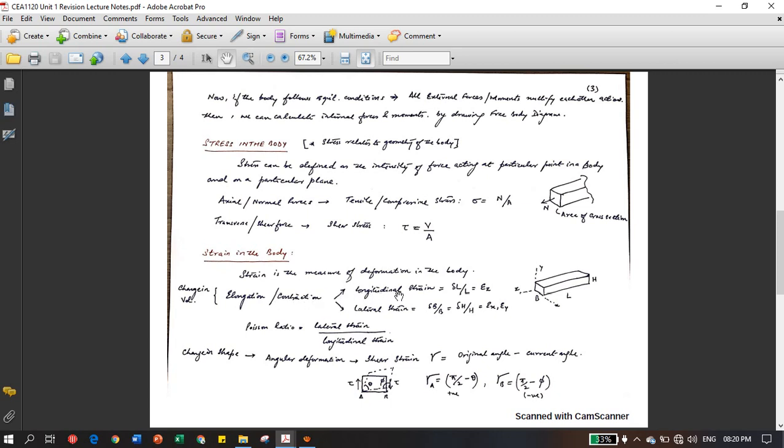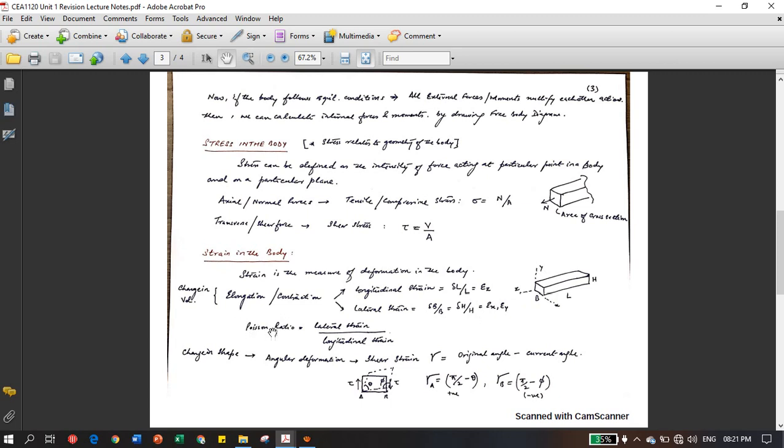Two strains that you are going to calculate due to these normal stresses, or normal force: longitudinal strain, which is the change in the length of the body along the longitudinal axis, and lateral strain, which is the change in the width or height of the body along the transverse axis. Okay, so remember this, longitudinal strain is along the longitudinal axis of the member, and lateral strain is along the lateral or transverse axis of the member.